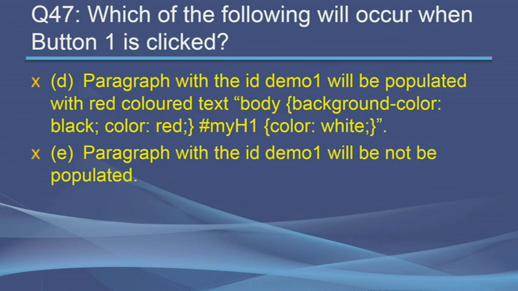The next one is paragraph with ID demo 1 will be populated with red colored text, body background color black, color red, and #myH1 color white. That is incorrect because only the body background color red will be populated. My H1 is another style, so it won't be in the array style 0, it will be in another array. Paragraph with the ID demo 1 will not be populated. That is incorrect because there is some HTML in the variable x that we defined, and that is going to populate the paragraph with the ID demo 1.